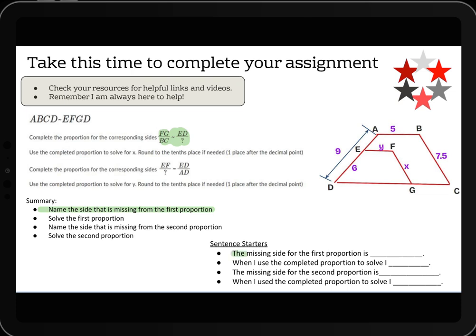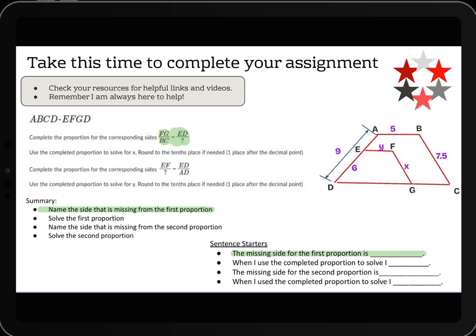Make sure that your answer involves a segment. It's a missing side, so we want to list that out. If you want to list out a segment, as long as you have it written out, segment whatever the answer is, that's fine. But we're looking for that there.